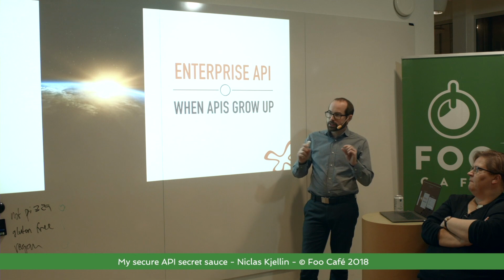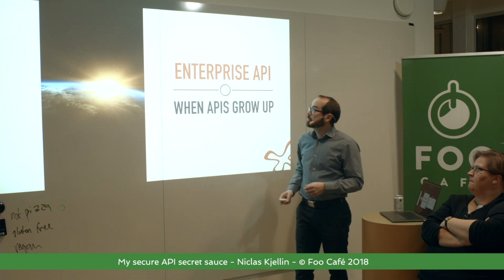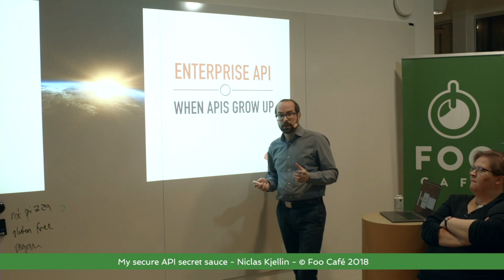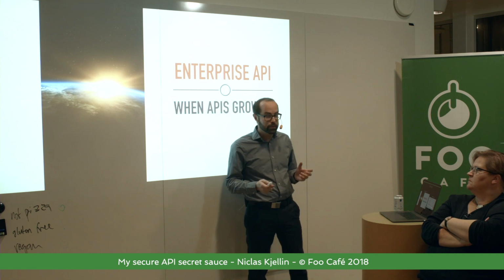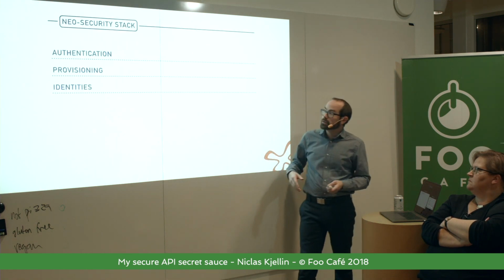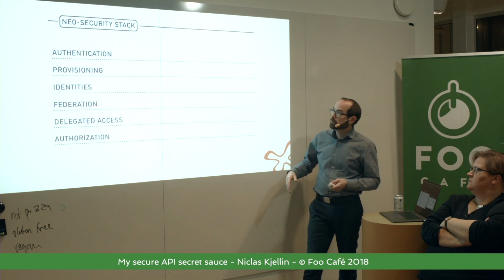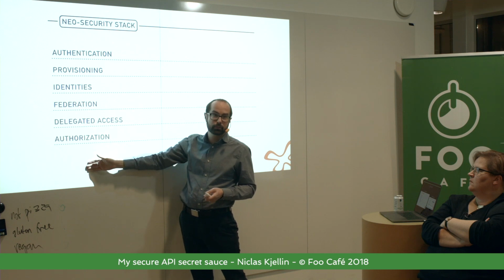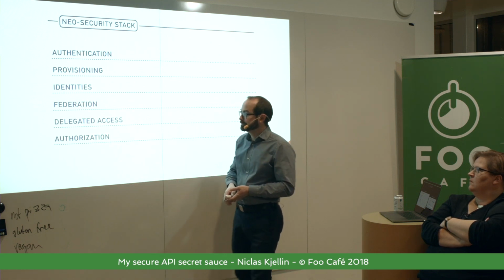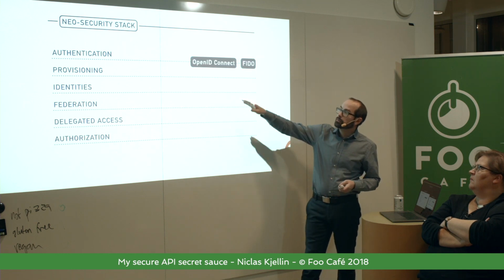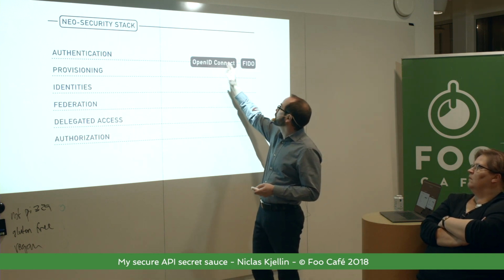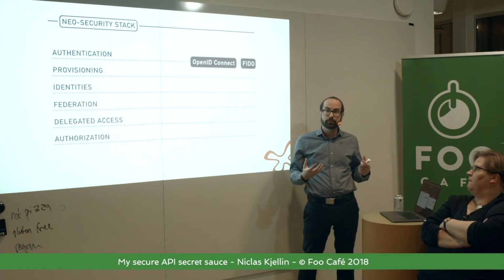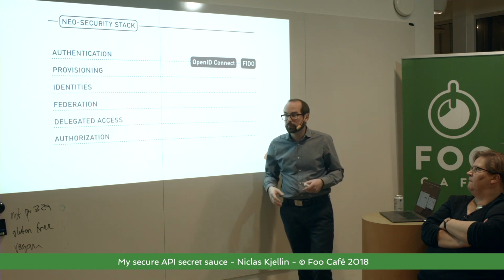I have a little extra bit. It's not very long, but this is for when APIs grow up and become big, and they're going to serve many systems in a very complex environment. There is actually something of a stack that someone has made up. It's called the Neo Security Stack, and it consists of all these different areas. So this is when you build APIs to serve enterprises. And on top we have authentication. Then we have systems like OpenID Connect and FIDO. OpenID Connect is built on OAuth2 to provide identity, among other things.